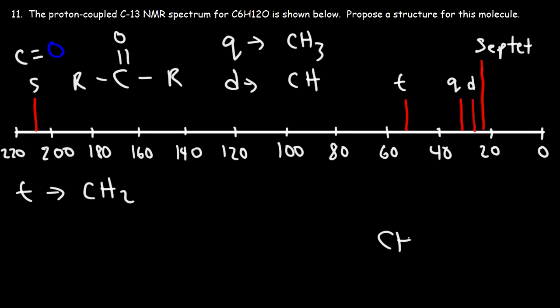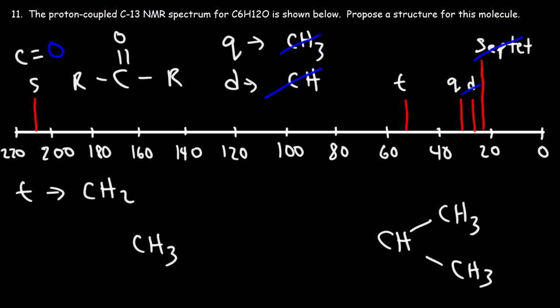So we're going to have a CH attached to 2 methyl groups. So we used up this signal and the septet. Now we still have another methyl group to put in this molecule somewhere. And we're going to put that on the left side. Let's put it over here, since methyl groups always exist at the end of a molecule.